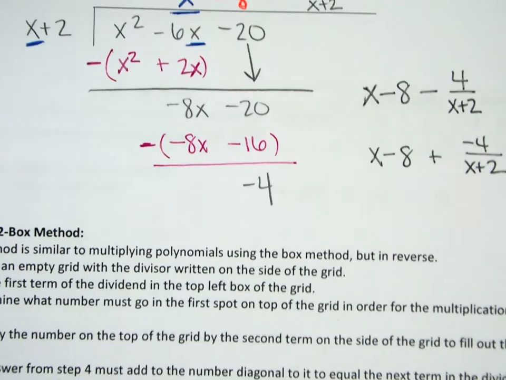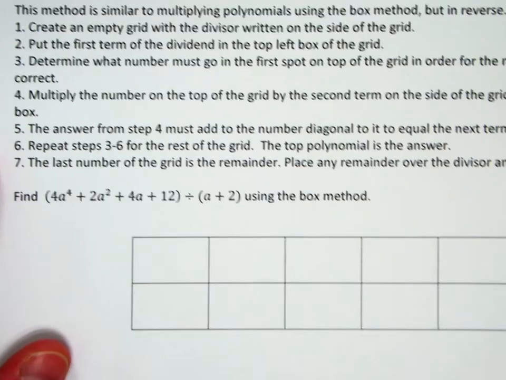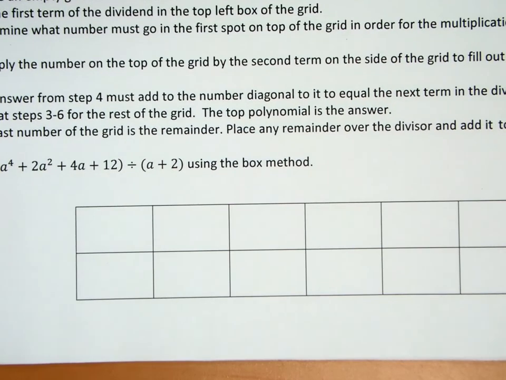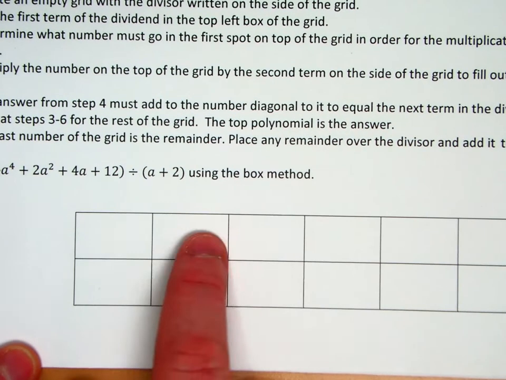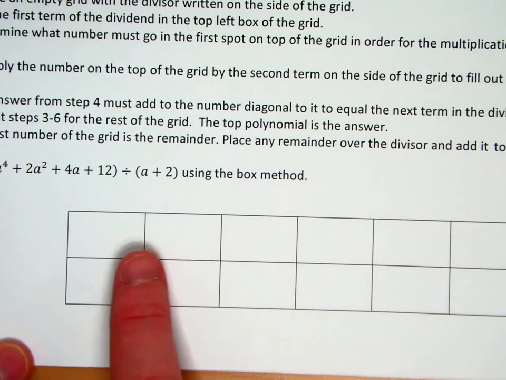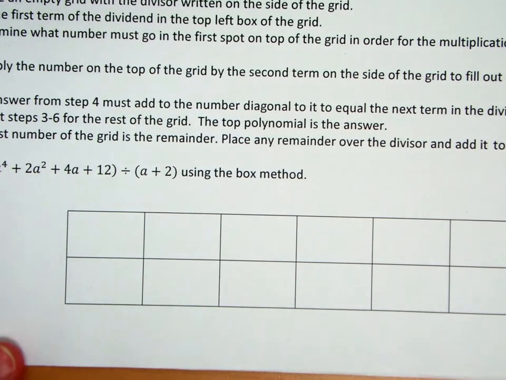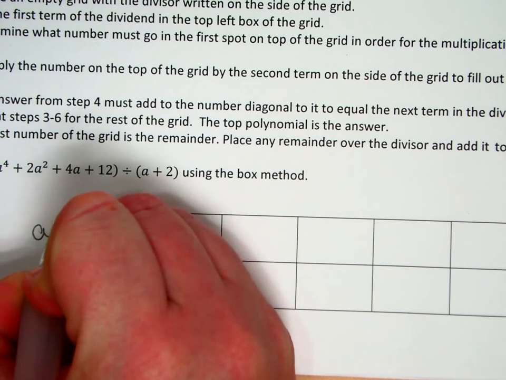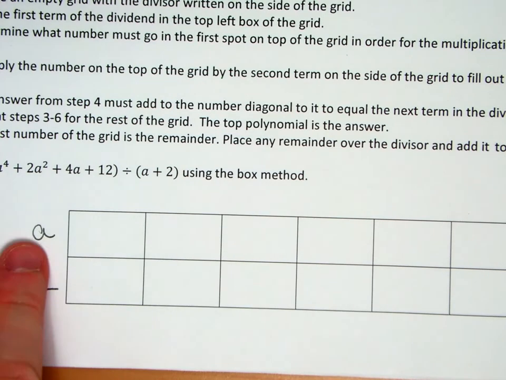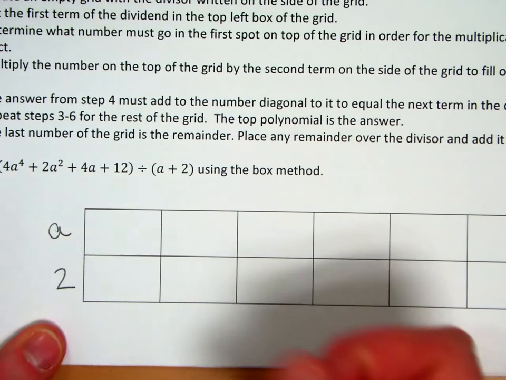So the next method we have is called the box method. Here's the directions. Essentially, you have to draw a bunch of boxes to account for everything. If you have a to the fourth, you need to have a fourth, third, second, first number, and then in case you have anything extra. So right now I'm going with boxes of 6 by 2s because I'm going to divide by a minus 2. So my divisor is a and 2. It goes here. And then this first term of 4a to the fourth goes here.